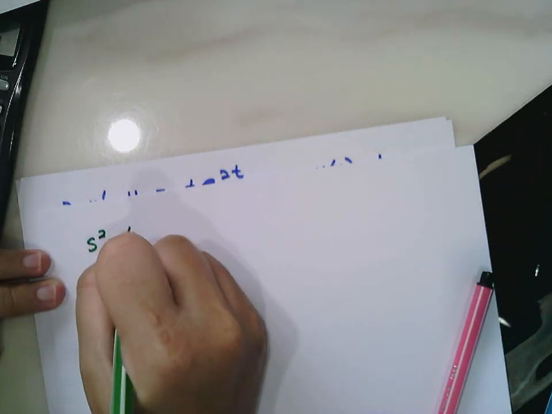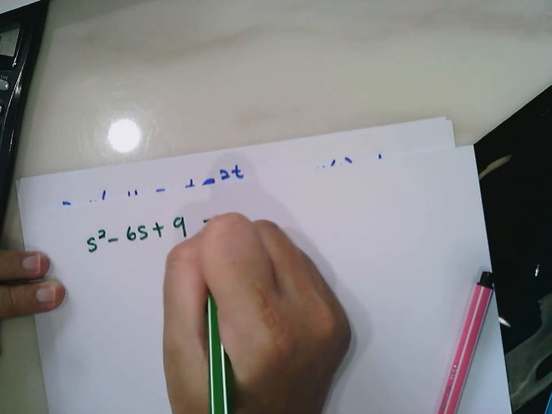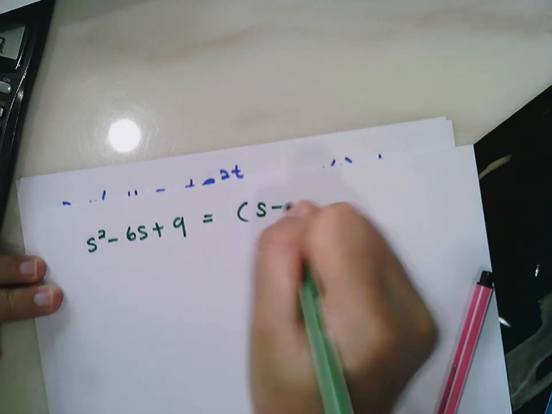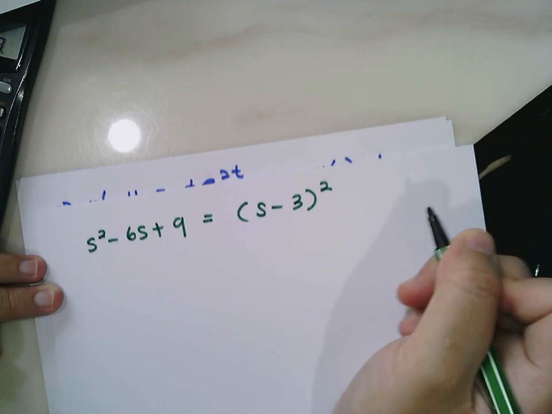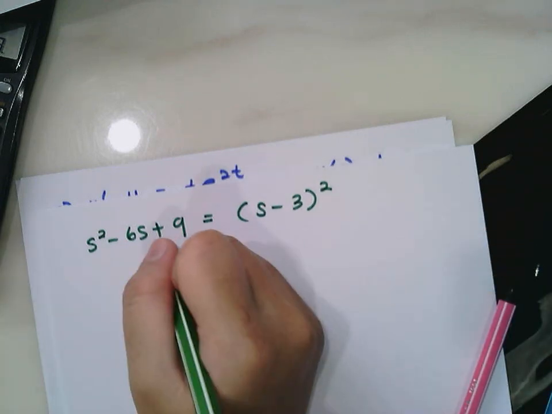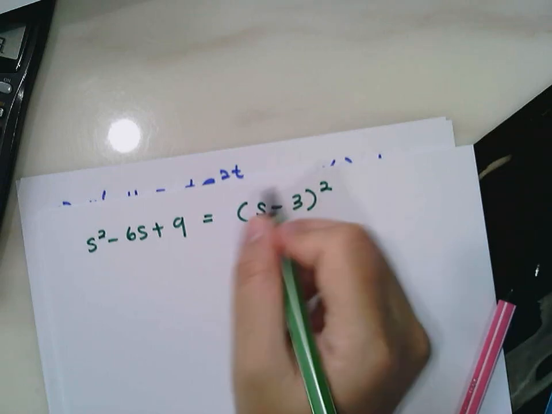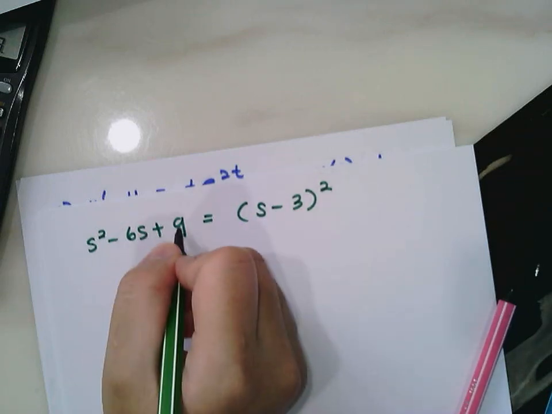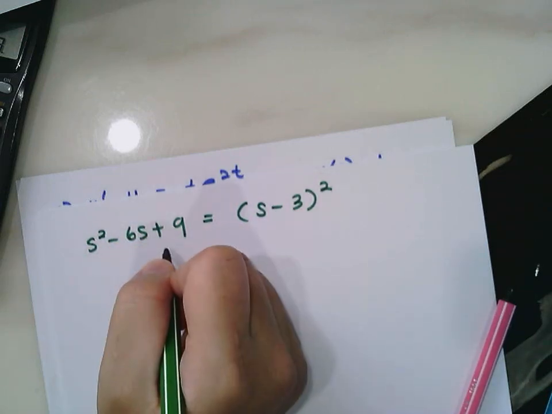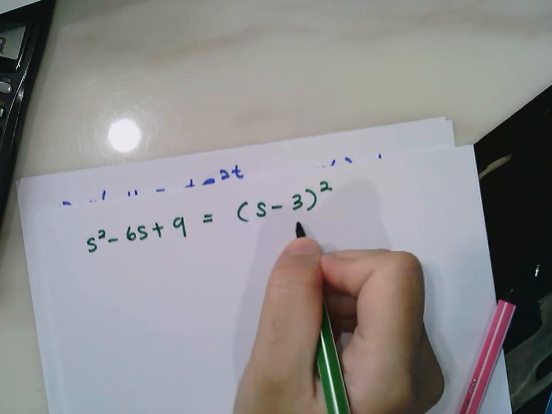When you have s squared minus 6s plus 9, this one is equal to (s minus 3) squared. If you expand, you will have this one. So now try to replace the quadratic function, this one, with this one.